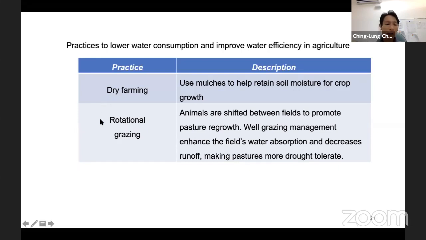And then the second is called rotational grazing. So the animals are shifted between fields to promote the pasture regrowth. So well-managed grazing enhances the field's water absorption and decreases the runoff, making the pasture more drought tolerant.